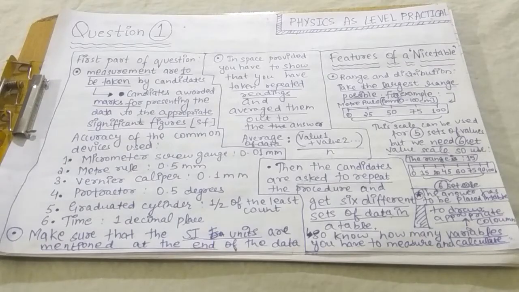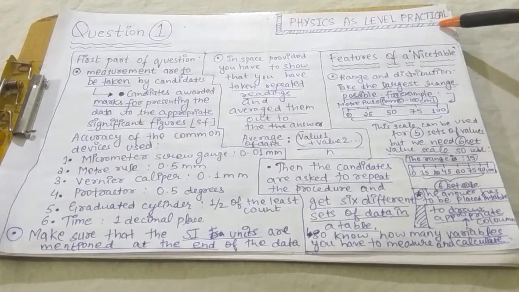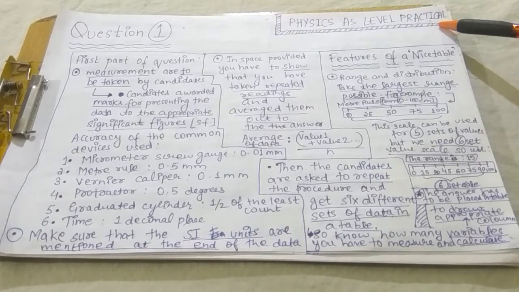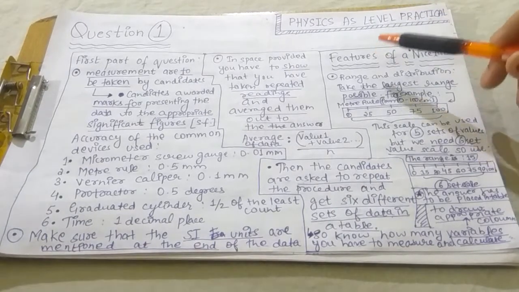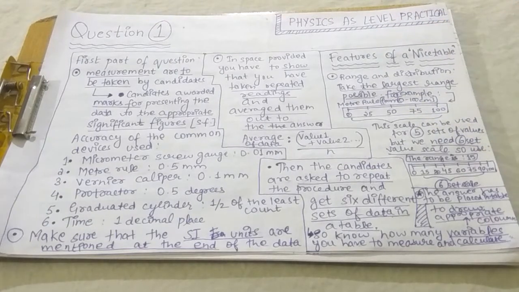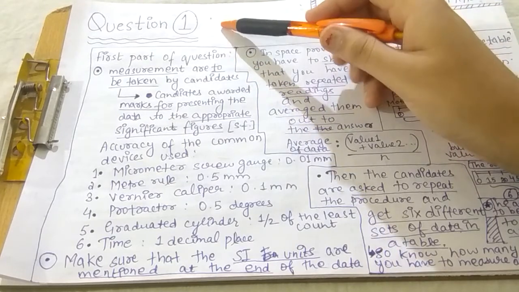So now this is the second part of our video, right? This is the second video in the same series, which is Physics AS Level Practical, Paper 3. It's following the Cambridge Board format, and we'll be discussing question number 1 in particular. So let's just get started. Let's talk about the first part of question number 1.